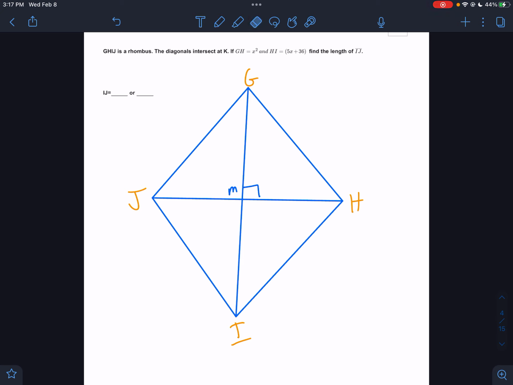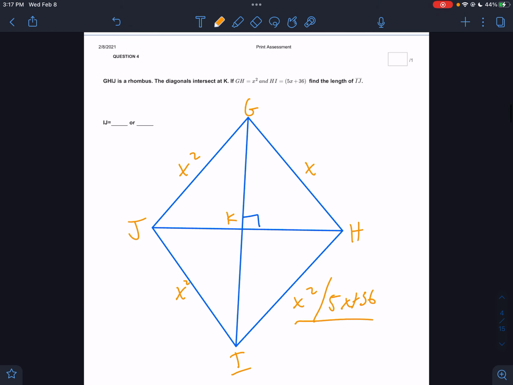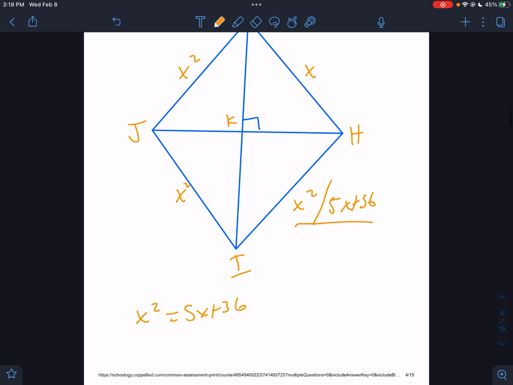G-H-I-J, and it intersects at K. All right. If GH is x squared, that means they're all x squared, because in a rhombus all four sides are equal. And HI equals 5x plus 36. Well, we know those are equal. So we know that x squared equals 5x plus 36. They both represent a side. And we know that all four sides of a rhombus are equal. So GH and HI, they're just going to be equal to each other.